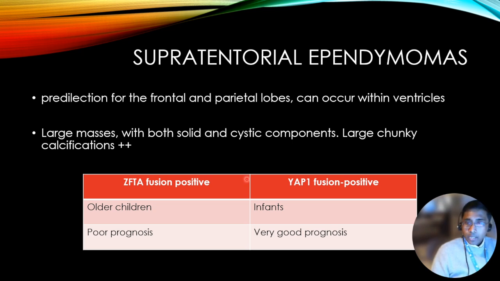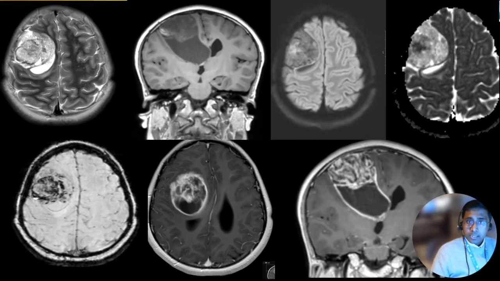What about supratentorial ependymoma? Supratentorial ependymomas tend to have a predilection for the frontal and the parietal lobes, and two genes are commonly encountered here. One is ZFTA, or the YAP1 fusion positive. The ZFTA ones are usually in the older child and they have a poorer prognosis, whereas YAP1 is seen in the infant with a very good prognosis. This was a case of ZFTA fusion positive ependymoma in the supratentorial region.